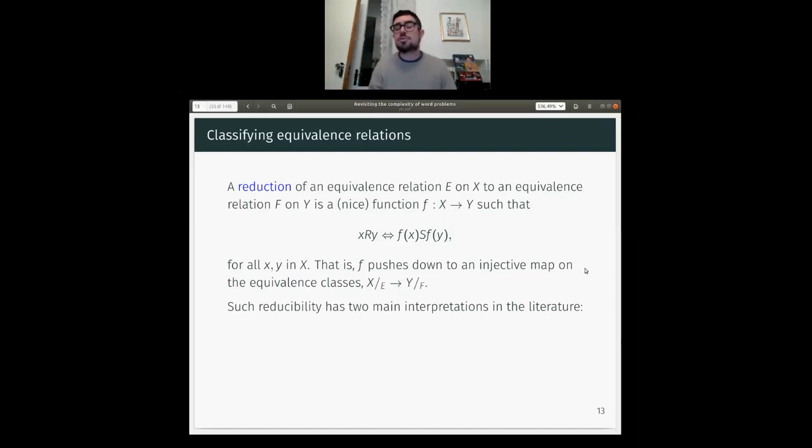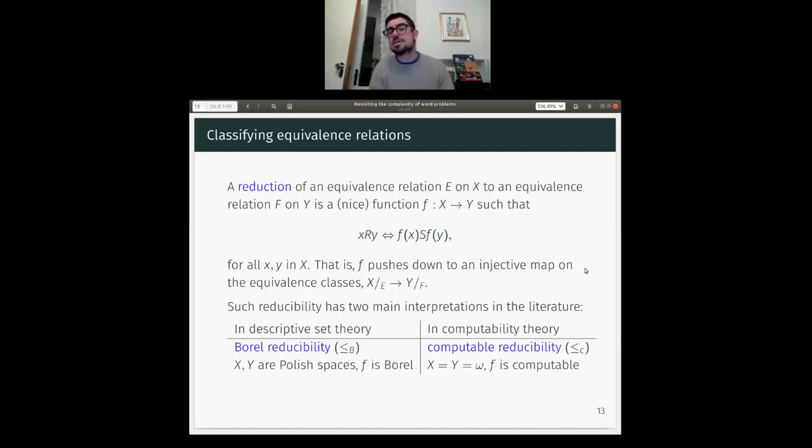So you will have two main interpretations in the literature. In descriptive set theory, you have Borel reducibility. You typically assume that X and Y are Polish spaces. Excuse me, Luca, R and S are E and F sometimes. Yes, these are just synonyms, R is a synonym for E and S for F. In the first writing I wrote R and S everywhere, but then I didn't want to make confusion with the set of defining relations. Thanks for that. So R should be E and S should be F, obviously.